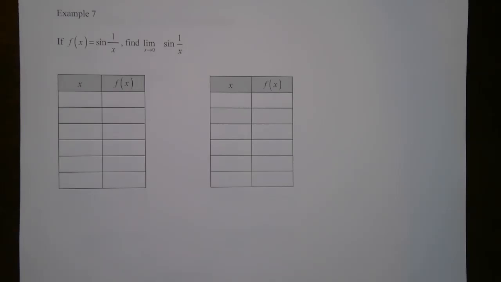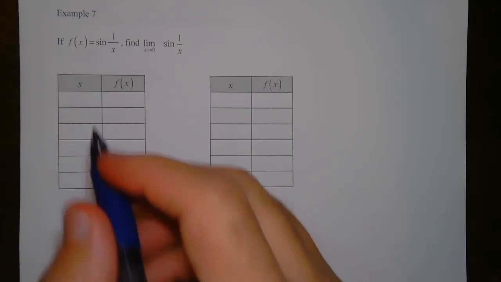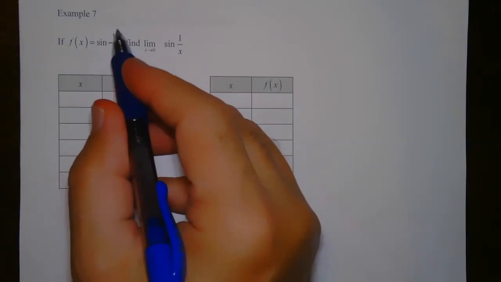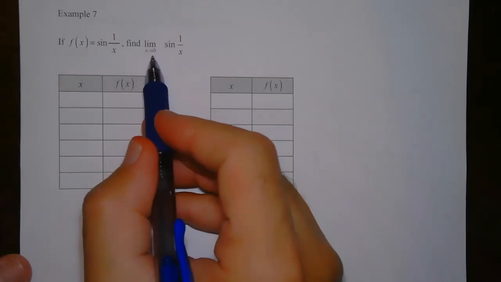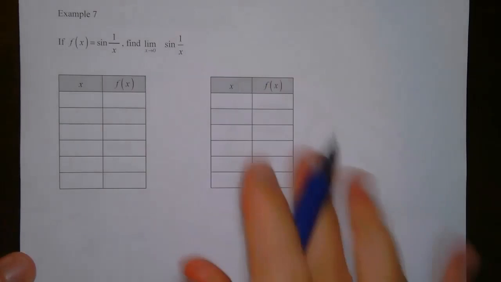Okay, so for this problem, it's different. You may be thinking, wait, we already did this problem. No, we didn't, okay? The other one was sine of x over x, where this is sine of 1 over x, okay? There's a difference between the two. The trig function, we're taking the trig function of 1 over x, the reciprocal function, okay? And what we're doing is we're finding the limit as x approaches 0 of sine of 1 over x, okay?